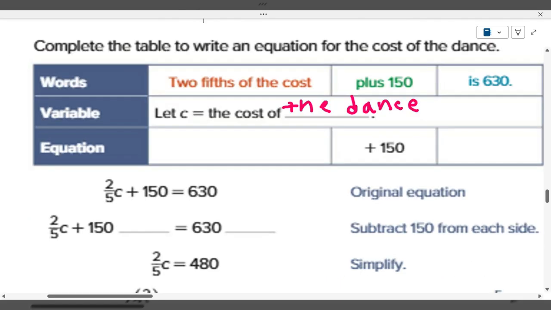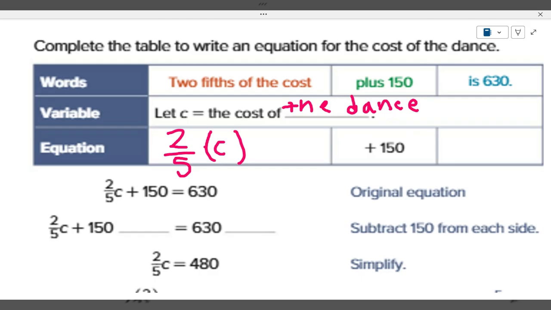Now our equation, if we're using what we learned in the last lesson, we're going to write out 2/5 of the cost. So 2/5 of C. When we use the word of, that is actually representing multiplication. So 2/5 of C, I'm going to use multiplication like this. I'm going to write in parentheses. You could write it just right next to the 2/5 like that. You could write it with a dot separating, but I'm going to do parentheses.